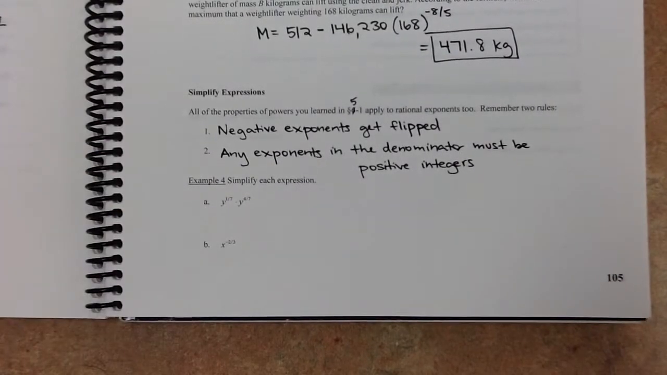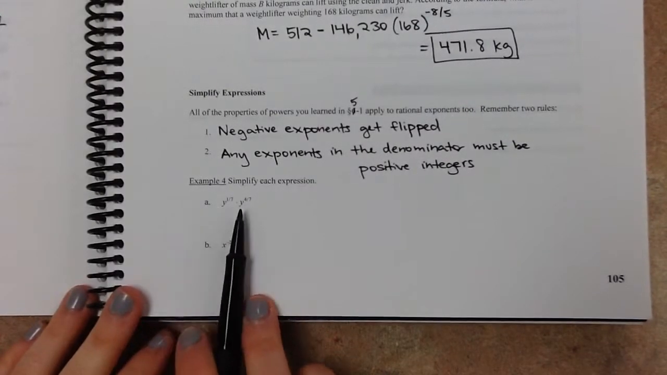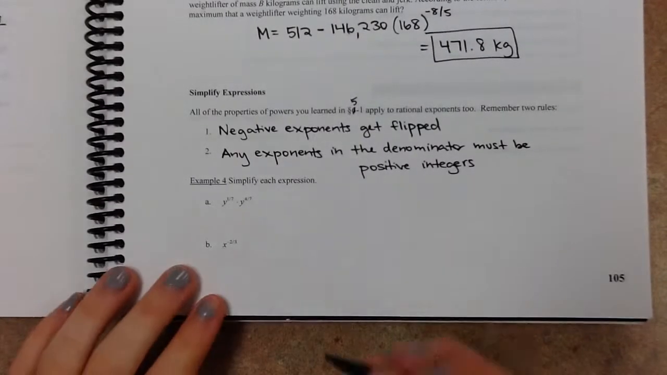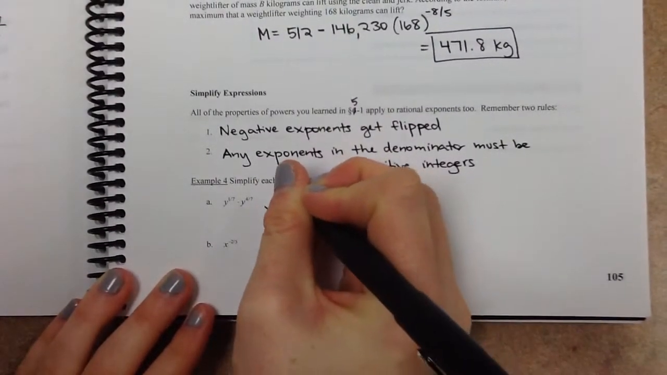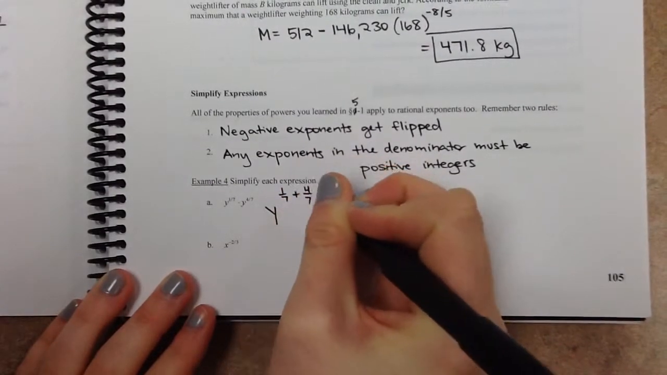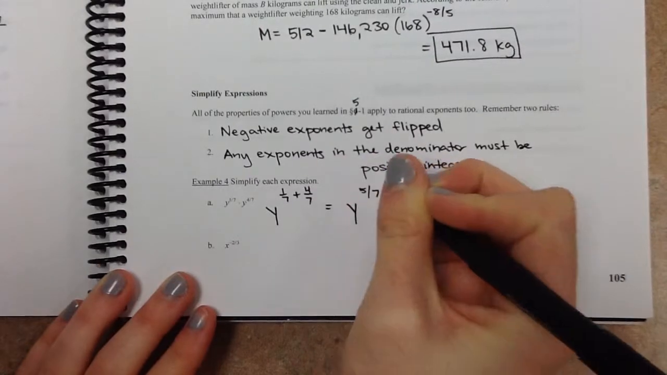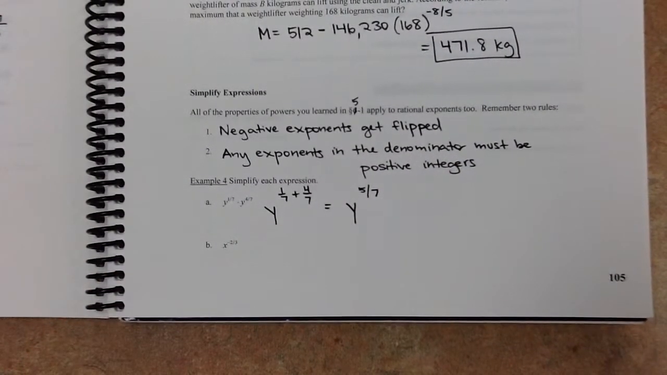So let's practice some of these properties here. Example 4, part A. Remember the rules that I just flipped and showed you. If we have the same base and then two separate powers, one of our properties tells us that we add those powers together. So we've got y, and our new power will be 1/7 plus 4/7. Since they have the same denominator already, we can just add them together and we end up with 5/7. 5/7 doesn't reduce, so we would just leave it like that for our final answer.